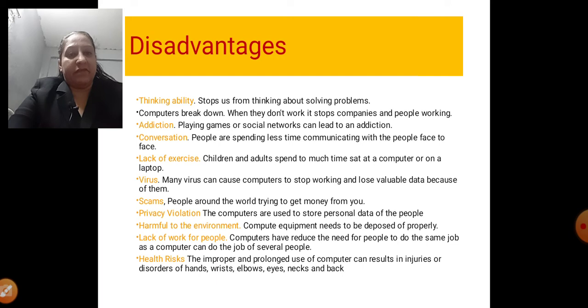Next is privacy violation. Very easily the data of the users is being misused. Today we are asked to provide our online data, whether it is Aadhaar card or PAN card or anything. We provide it and then other people misuse it. So this is how our privacy is also violated.